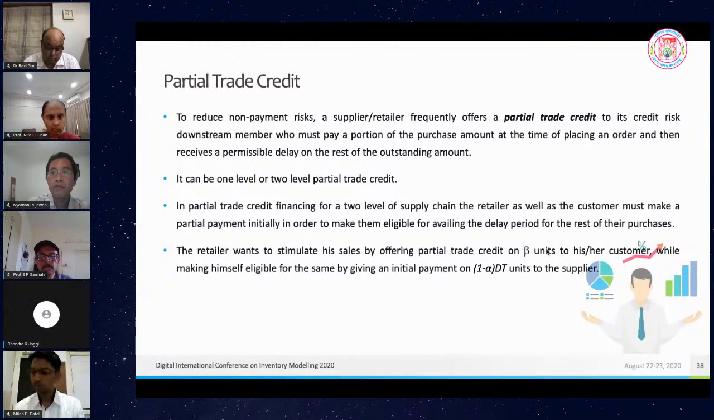Now we look into where the partial trade credit comes and plays its role. Normally, you have a constant relationship between your supplier and the retailer, but at times the retailer introduces a new customer to the supplier. Then the supplier says, okay, that's fine, but if you make some initial payment, maybe 5%, 10%, then I will allow you to take trade credit on the rest of the amount. Normally we see in practice also, when we are taking a loan, you have to make some down payment and then you can get the rest on credit. That's the concept that came from partial trade credit. Next, please.